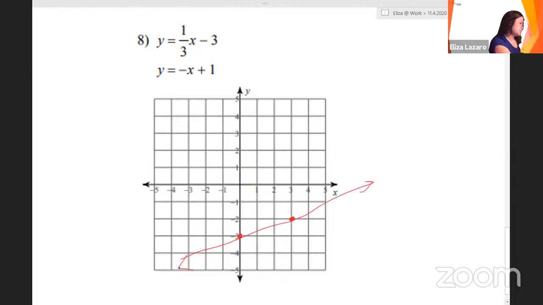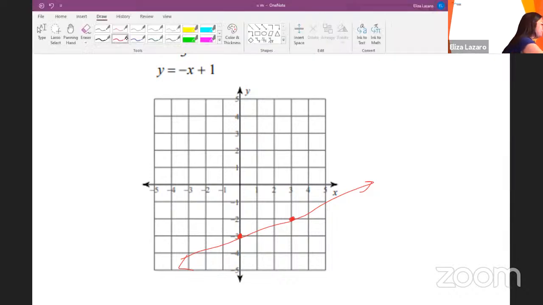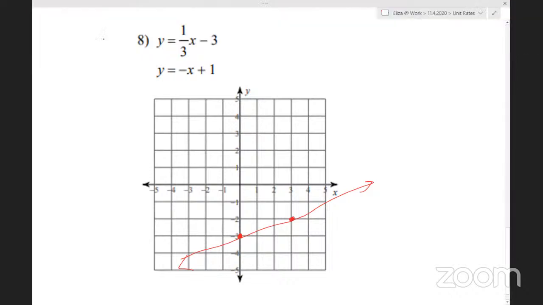Mine might not look as perfect, but yes. And then I plotted my second equation. So I started from +1, which is my y-intercept. So when we say the y-intercept, we're going to say 0, 1, as the coordinate. But yes, that's right.